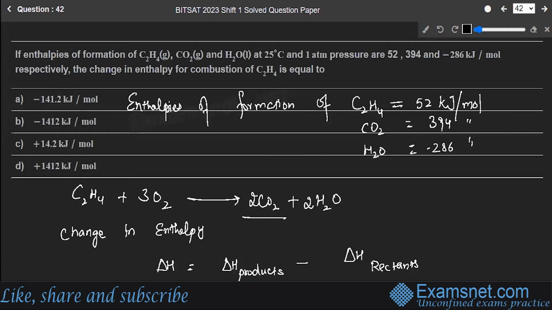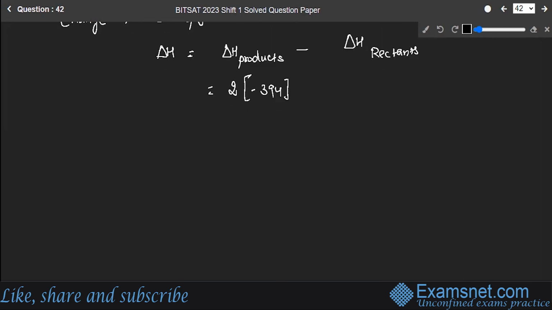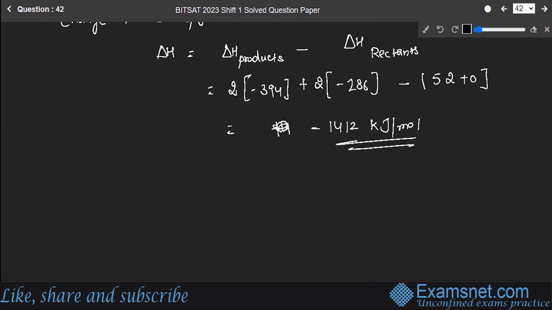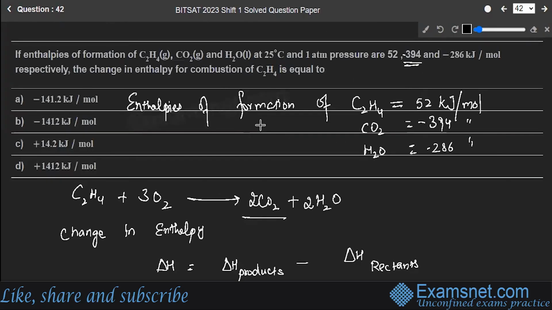For carbon dioxide, it should be minus 394. And for the products, this is this plus 2 into minus 286. And for the reactants, it's this much. So the total is minus 41412 kilojoule per mole. This is the change in enthalpy, and this is your B option. Hope you understood this.